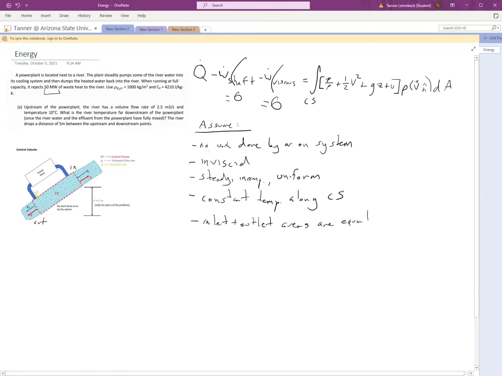So now that we've made these assumptions, we can jump back up to our equation here and remember we've already made our simplifications. So all we're going to need to do, we have this Q dot term, right? That's just the heat rate. And we're told it's 50 megawatts. So all we're going to need to do is evaluate this integral over each of our control surfaces. So this inlet control surface and this outlet control surface.